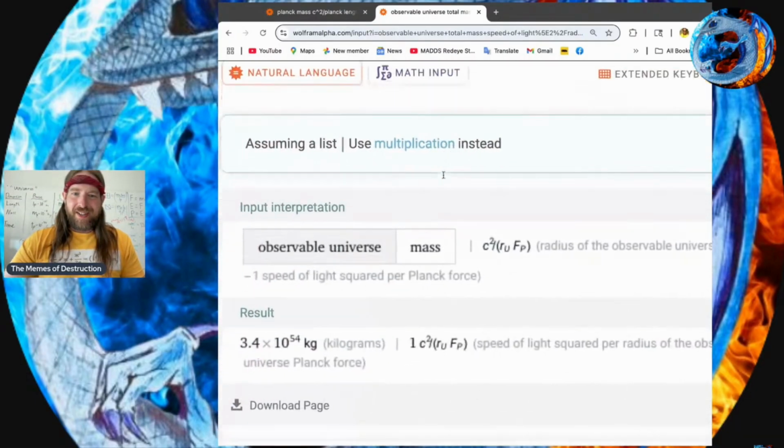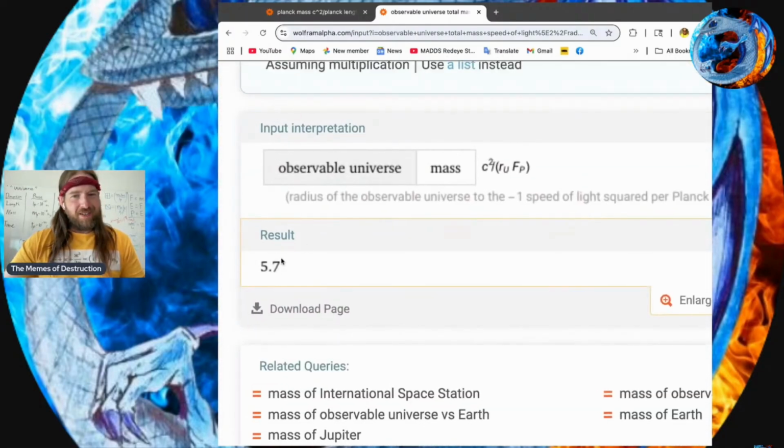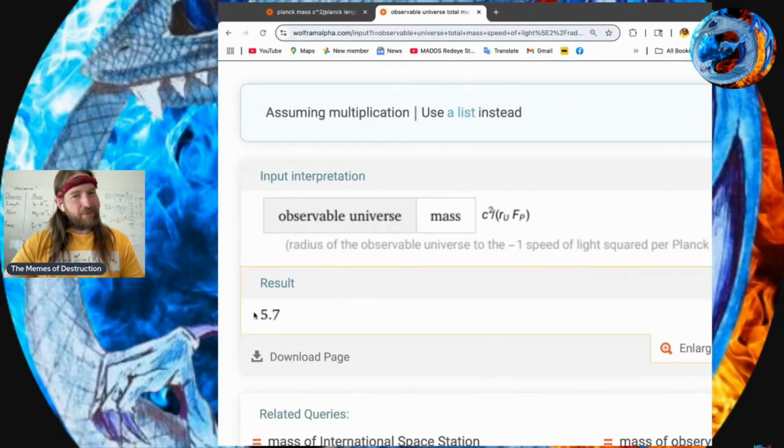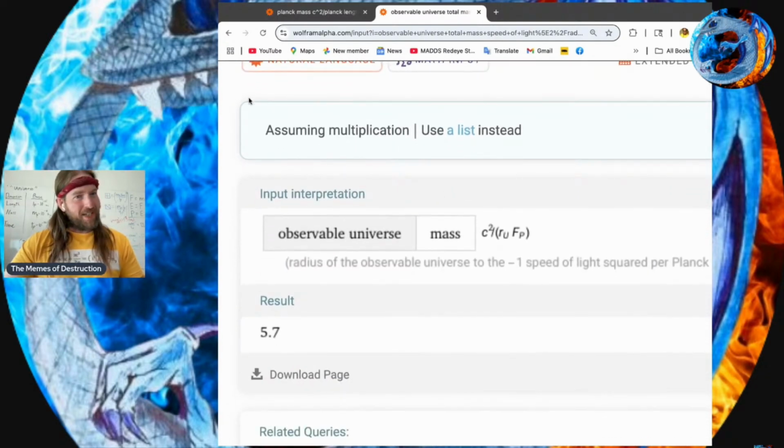So, what's the multiplication? There we go. Okay. All right. So it's of the order of magnitude. It's off by a little bit because the Planck force begins with a 1. That happened to begin with a 6. But of magnitude, it seems to work pretty well.